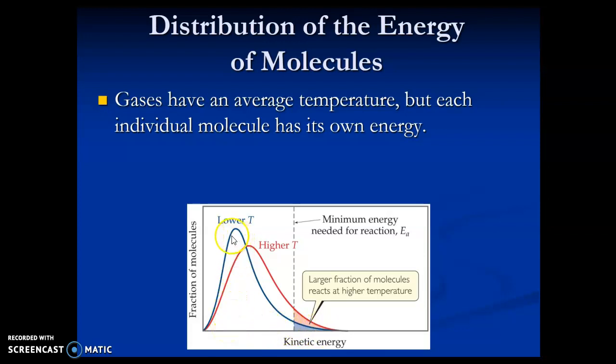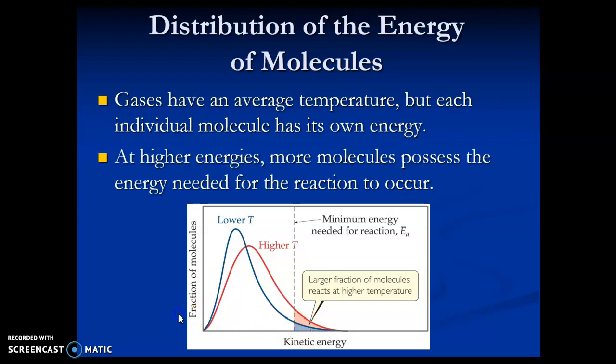Again, we have a lot of molecules here at a lower temperature. The little dotted line is where they need to reach to get to that activated complex, to reach that activation energy, so they can go on and make the product. You'll notice under the blue curve, there are not many molecules in this little shaded blue area that have enough energy to make the product.